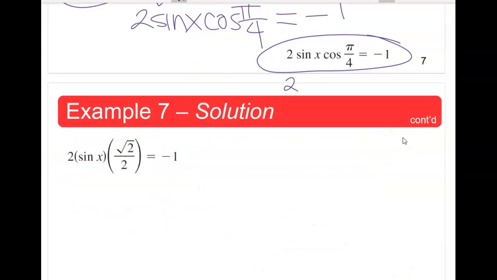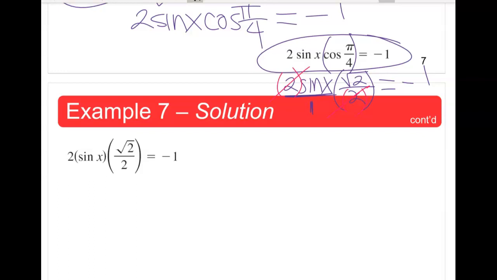So what I'm going to do is replace what we know, and we know that cosine of pi over 4 is the ratio square root of 2 over 2, and that is equal to -1. Now what's going to happen is that the 2 sine x is multiplying the square root of 2 over 2. And so the 2 here divided by the 2 here is equal to 1. So we say they cancel out.